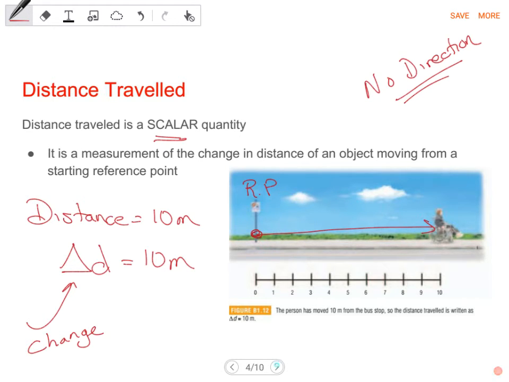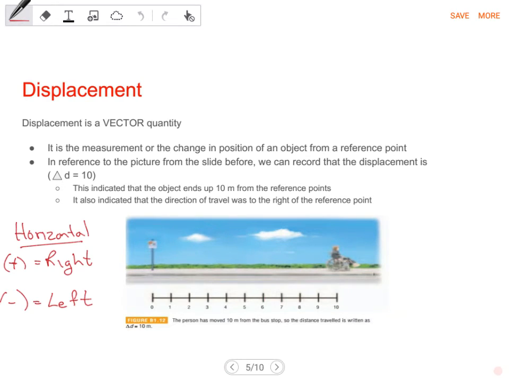But now let's look at displacement. Now, in this, nothing much has changed here, except displacement is a vector quantity. So if you look at this, the person still has started, this is your reference point, and the person has moved 10 meters to the right. Now, what I want you to say here is you can no longer just say 10 meters. You must somehow reference the direction. You could say 10 meters to the right.